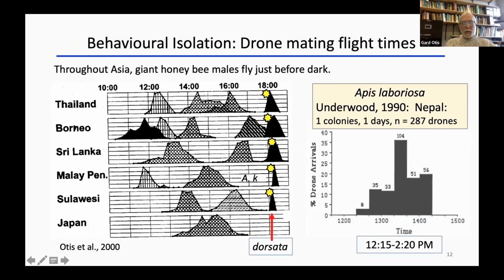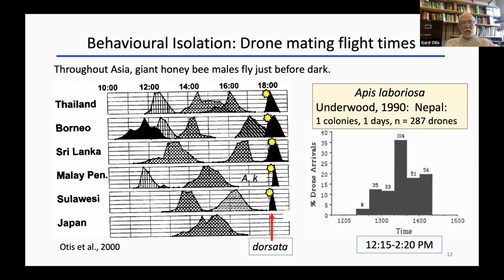This is a figure I presented over 20 years ago, and there's more data that's been acquired since then. But first of all, the different patterns on the slide indicate the different species of honeybees. So for example, this crosshatch pattern that you see at the bottom for Japan represents Serrana. In the absence of any other species, it takes its mating flights from about 1 to 5 in the afternoon, over a span of a 4-hour period.